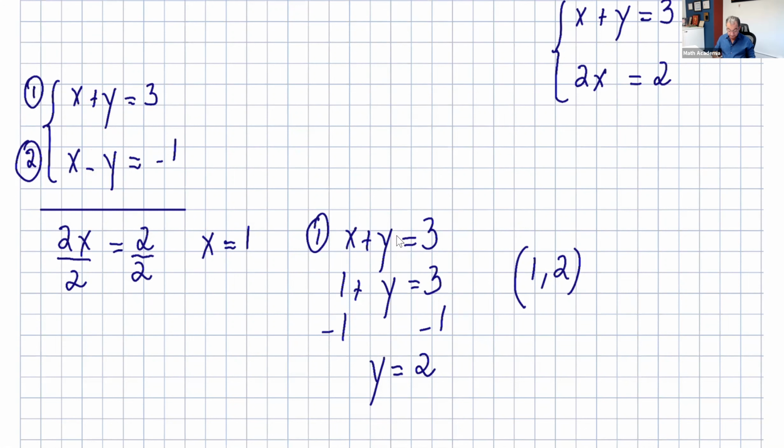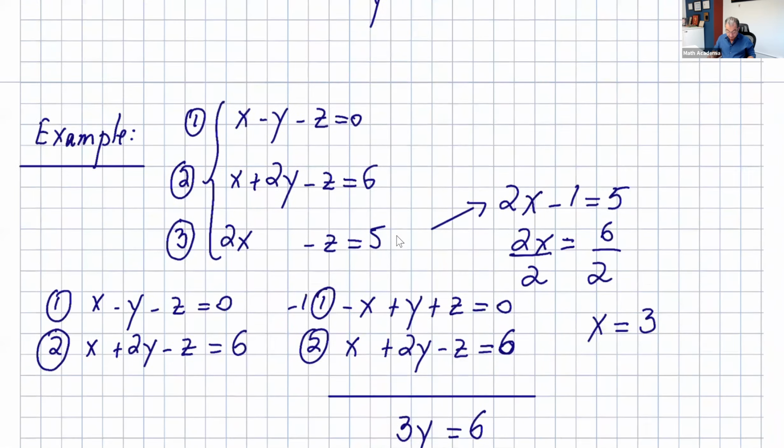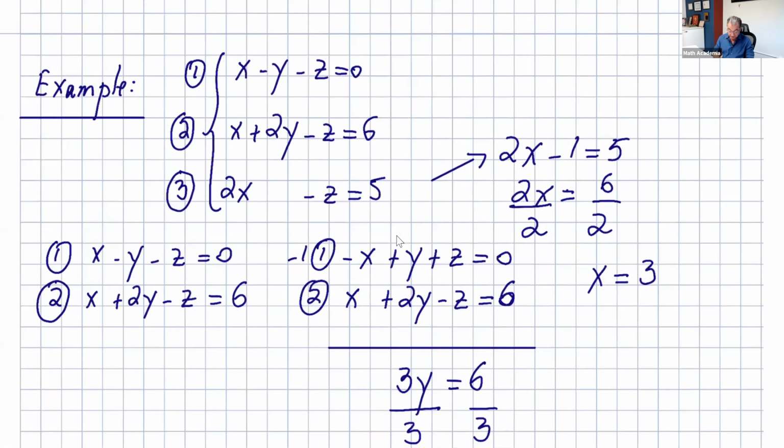Next, you can eliminate x, or you can just substitute. We have x, so you can go to equation 1, and x is 1. We found that 1 plus y equals 3. Isolate y, and y equals 2. So this system has a unique solution, and that's the point where the two lines, if you graph them, are going to intersect. Now, another example I put here for you is a 3x3 system.